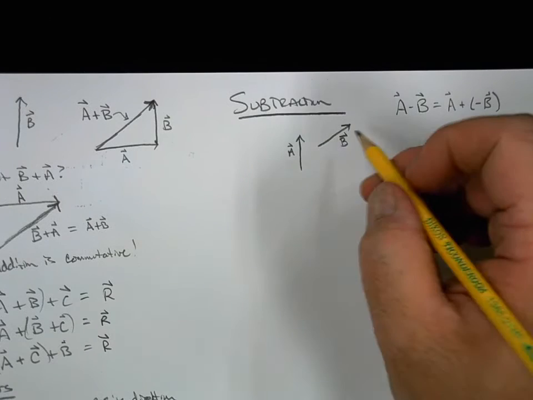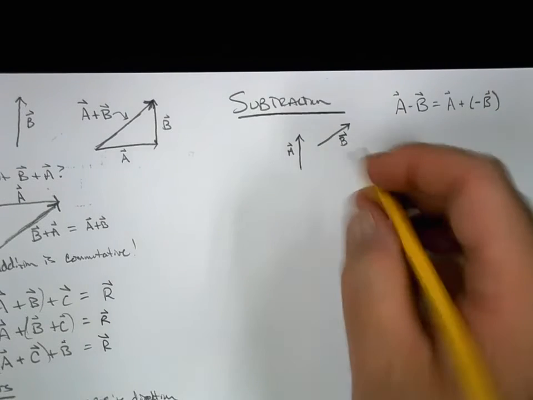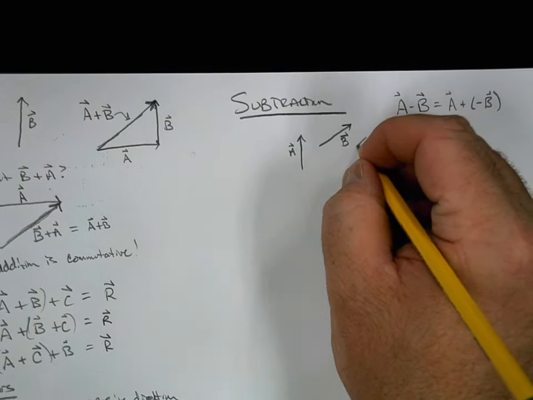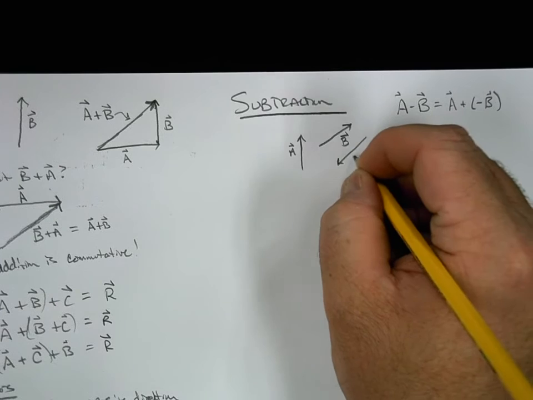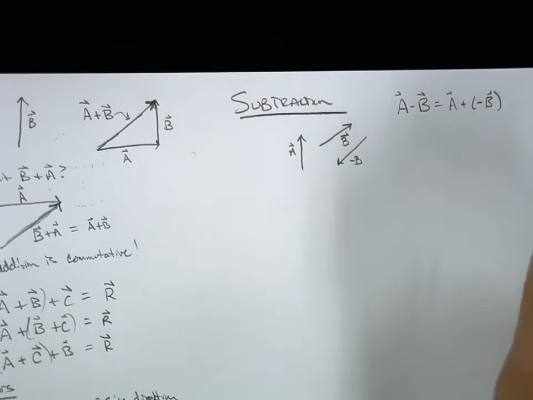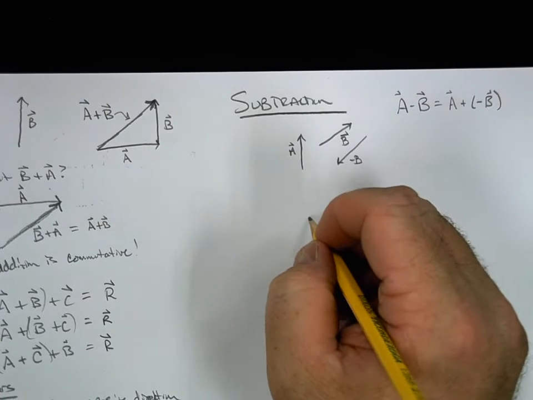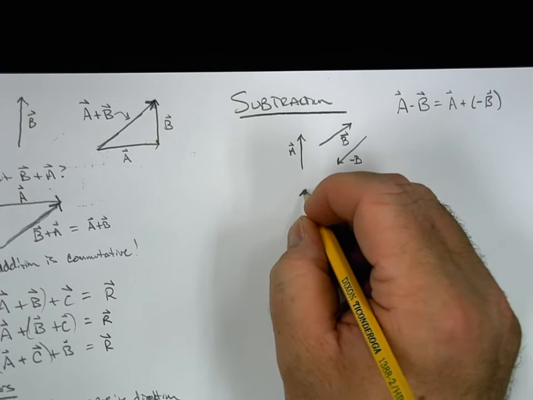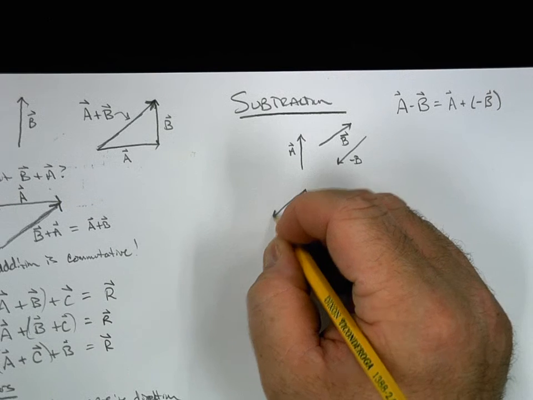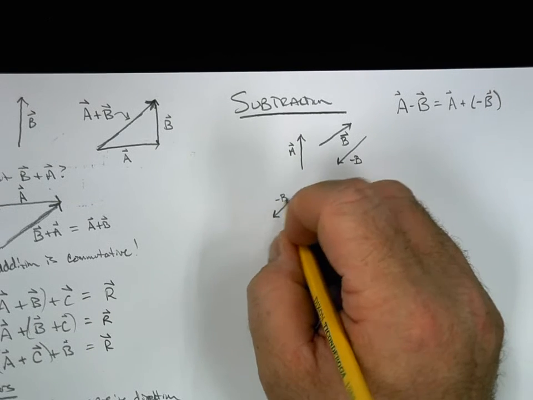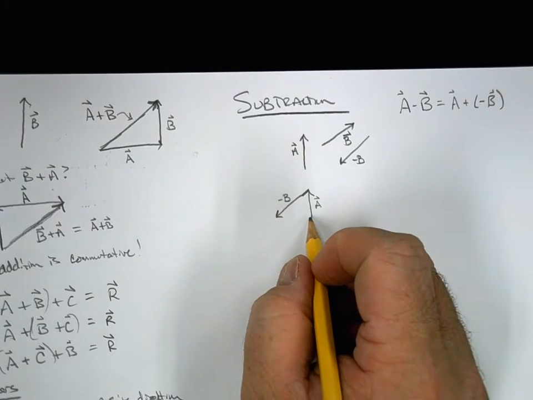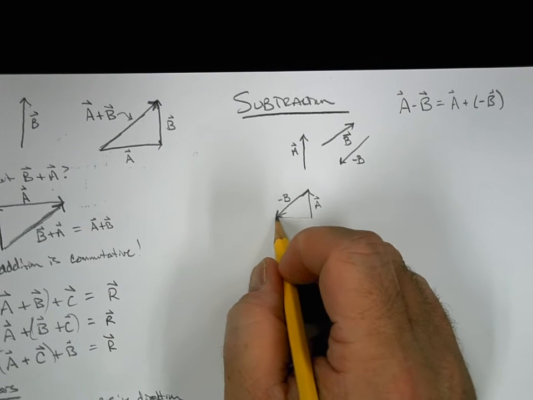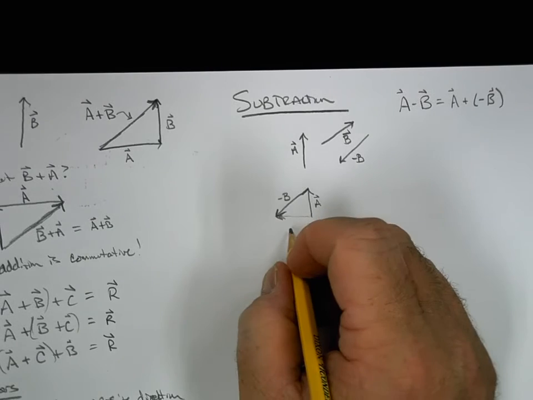Negative B is going to look like this, and then we add them together. So here's A, and then that becomes A plus negative B, and all of a sudden this is A minus B.